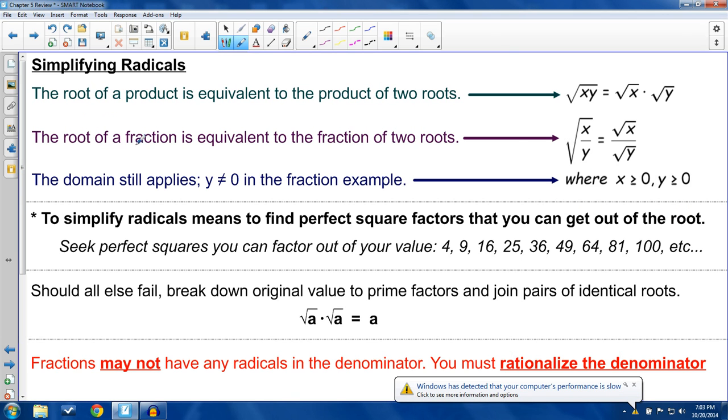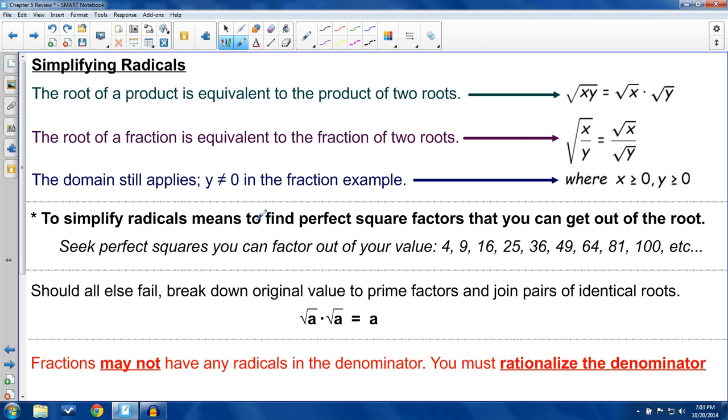Now, the same thing goes for fractions. The root of a fraction is equivalent to the fraction of two roots. Now, you have to understand when we do all these problems, we are talking about square roots. So domain still matters here. I can't have negative roots. And oh, by the way, in the denominator, in this fraction example, your y value can't be 0. So yes, y can't be 0 in the fraction example.